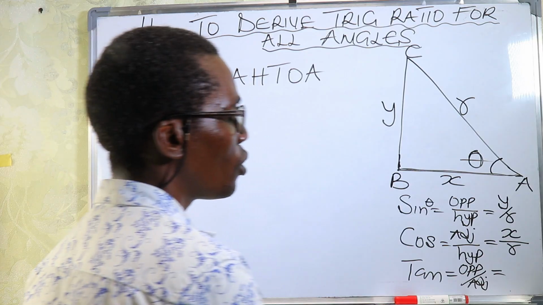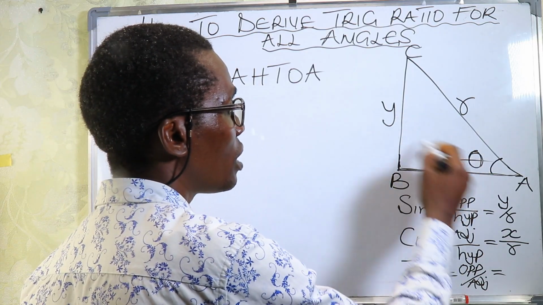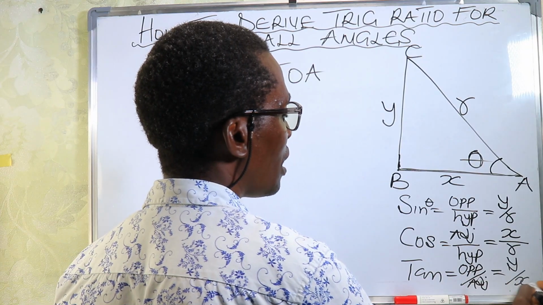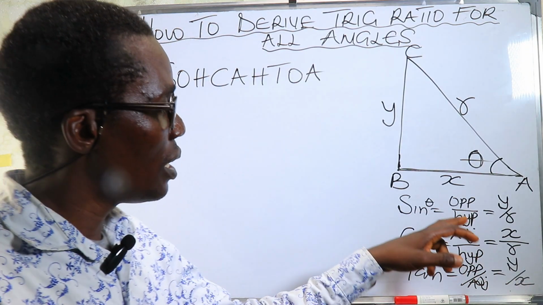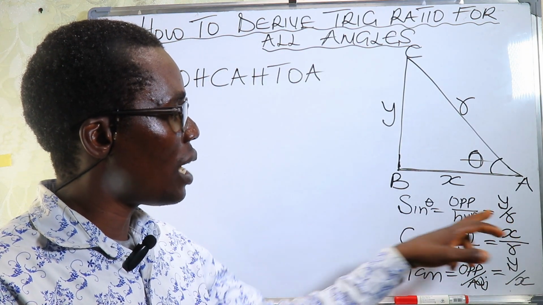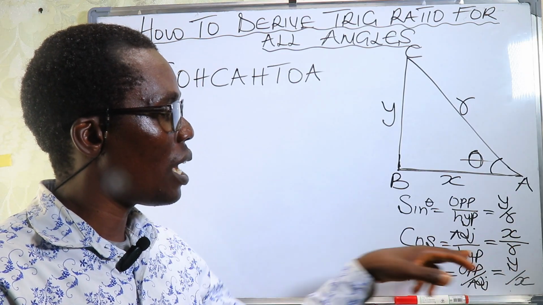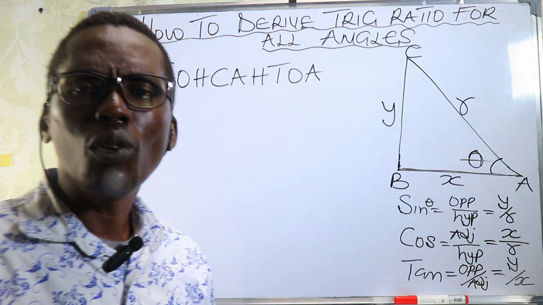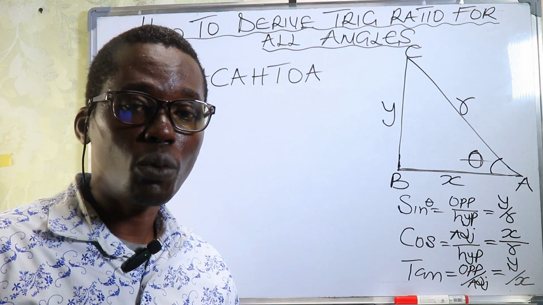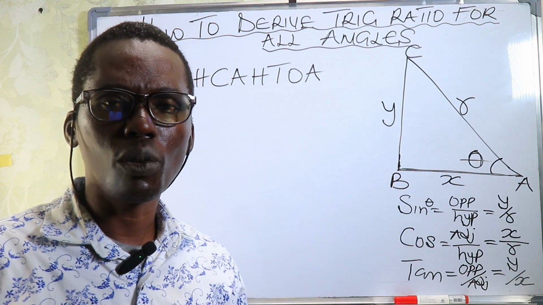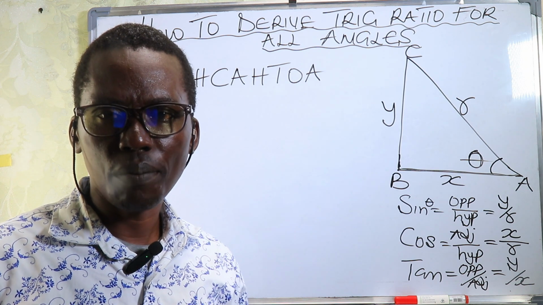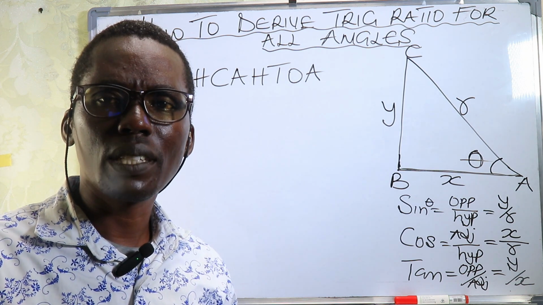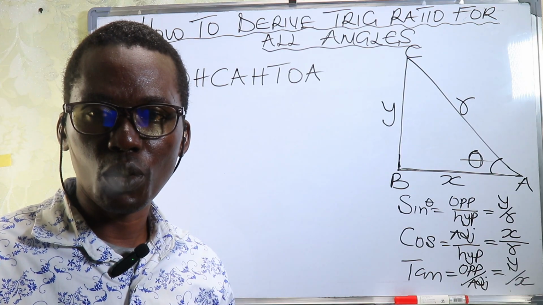And the tan will be opposite. Opposite na Y divided by adjacent, that is X. So you see now, say sine na Y all over R, cos na X all over R, and tan na Y all over X. Now, this one na the first things we supposed to know we will get from this triangle using our SOH-CAH-TOA. Now, you don't hear of cosec, you don't hear of sec and you don't hear of cot, no be so.